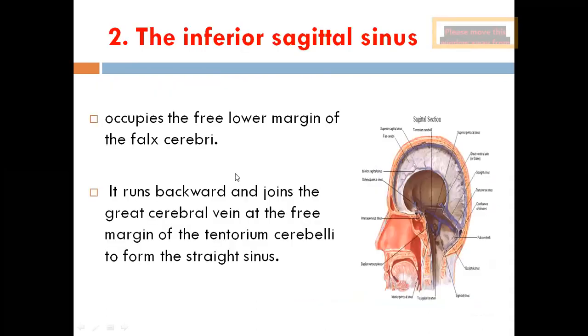Okay, then now coming to the inferior sagittal sinus, which is present along the free margin of the falx cerebri. Isn't it? Free lower margin of falx cerebri, you can see the inferior sagittal sinus. It runs backwards and joins the great cerebral vein of Galen at the free margin of tentorium cerebelli to form the straight sinus. This is the straight sinus and this is the great cerebral vein of Galen.